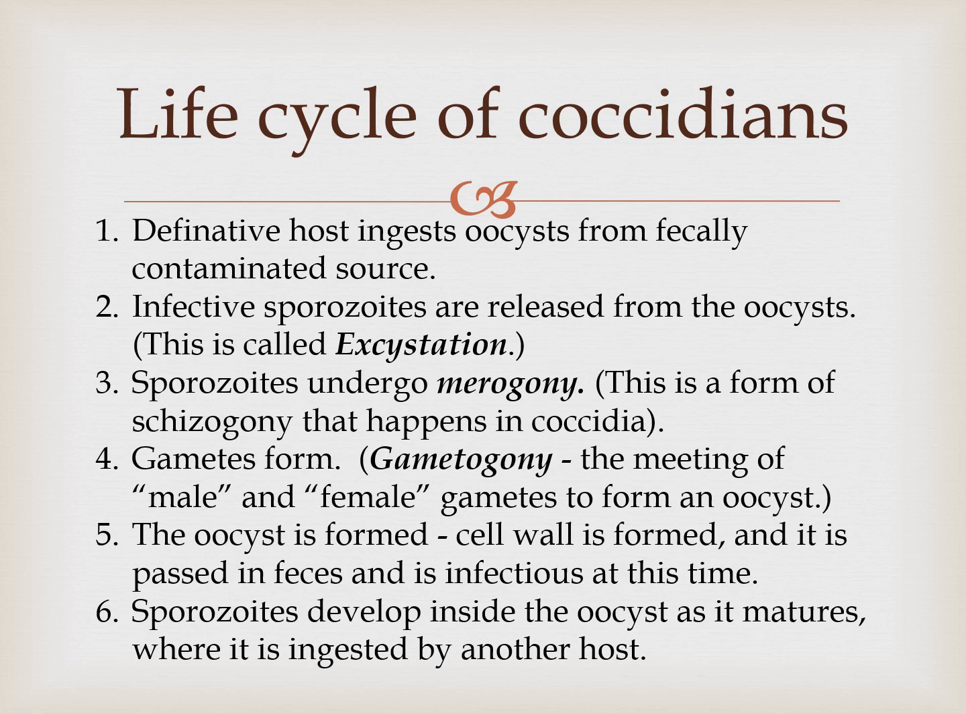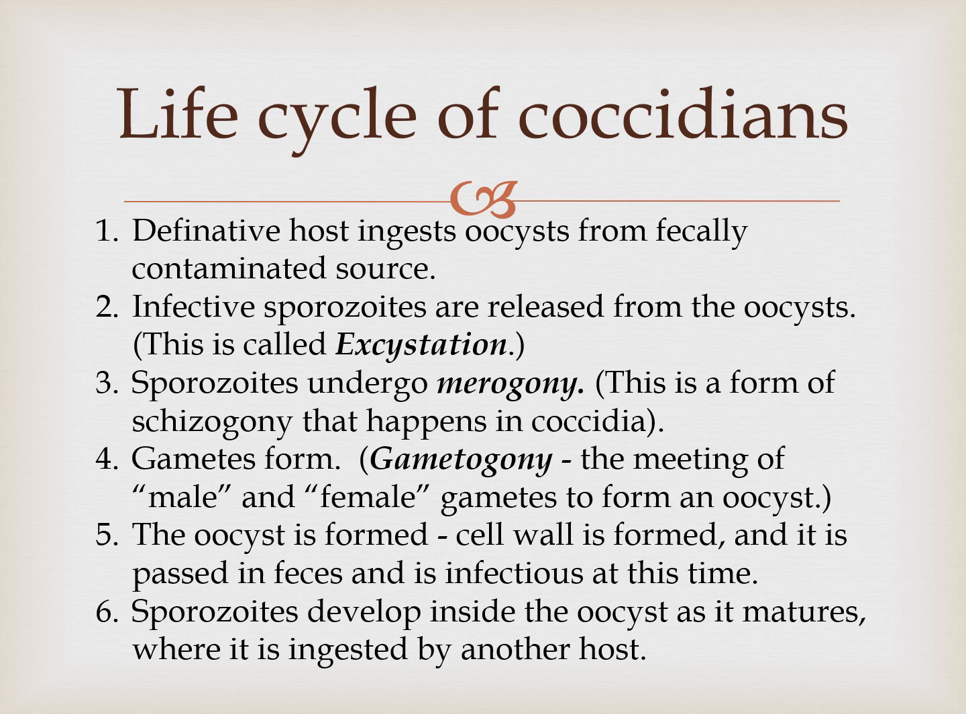The infective sporozoites are released from the oocysts, and this is called excystation. Sporozoites undergo merogony, and this is a form of schizogony that happens in Coccidia. This is again asexual multiplication. Gametes are formed, and then they go through gametogony, the meeting of a male and a female gamete to form an oocyst. Macrogametes are the female form, and microgametes are the male gamete form. The oocyst is formed, the cell wall is formed, and it is passed in feces, and it is now infectious at this time.